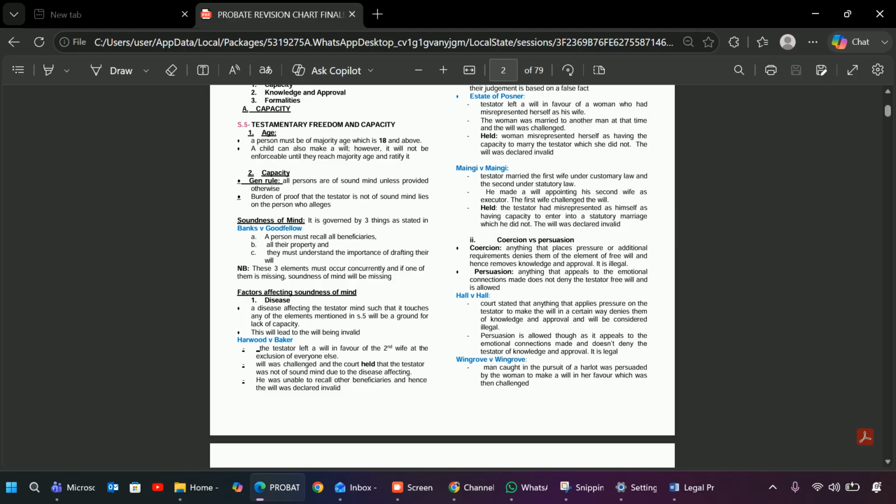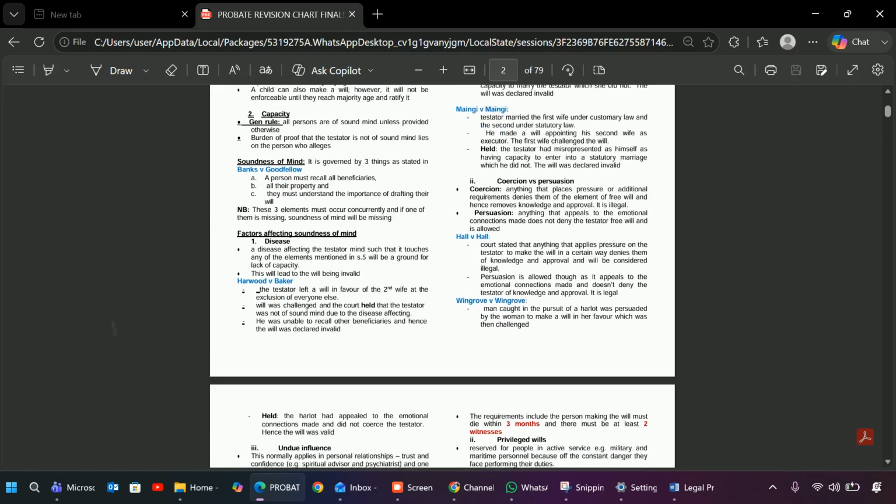This was held in the case of Harwood versus Barker, where the testator left a will in favor of the second wife at the exclusion of everyone else, and the will was challenged, and the court held that the testator was not of sound mind due to the disease affecting his mind. He was unable to recall other beneficiaries, and hence the will was declared invalid.